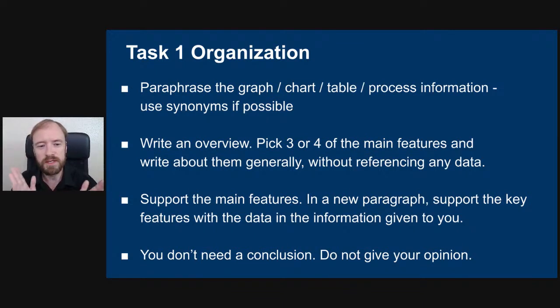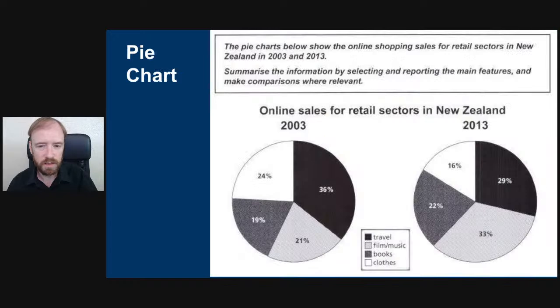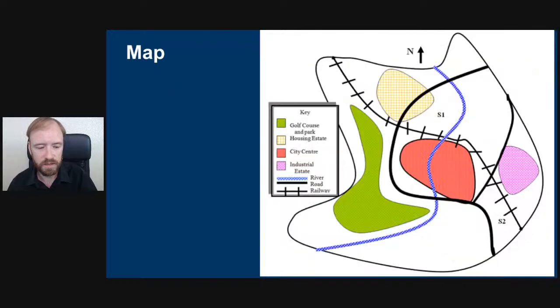So, and use synonyms if possible. The IELTS test loves synonyms. Wherever you can use synonyms for writing and speaking, do it, including task one, if possible. Sometimes it's not possible. So when you look at the chart, right away, they're giving you information and they're giving you the chart here. So you've got to kind of summarize the question, what's going on.